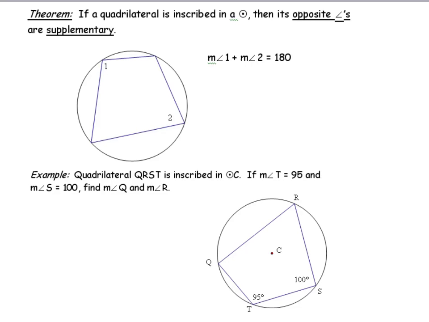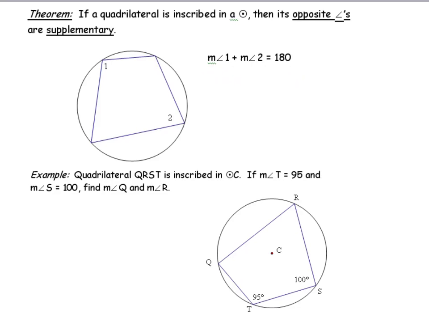And it makes sense because if I take a look at angle 1, that's going to form this entire arc here. And angle 2 is going to form the entire arc over here. So if I add all of that up, I get 360 degrees. But we know the relationship from an arc to the inscribed angle should be half. So it makes sense that if I took 360 and divided by 2, we would end up getting 180. So opposite angles in an inscribed quadrilateral are going to be supplementary. So the measure of angle 1 plus the measure of angle 2 will have to equal 180 degrees.